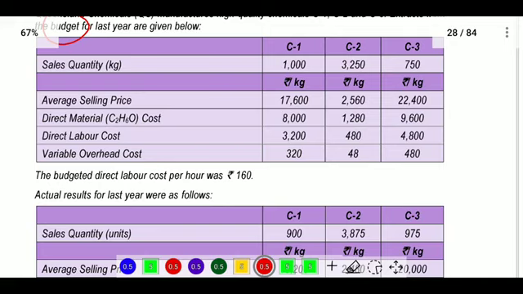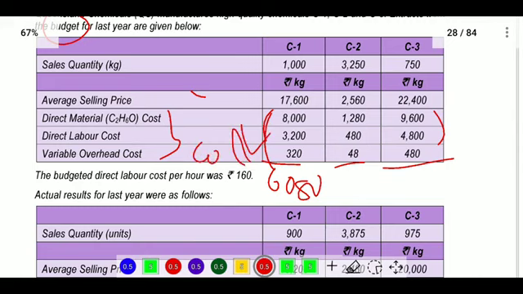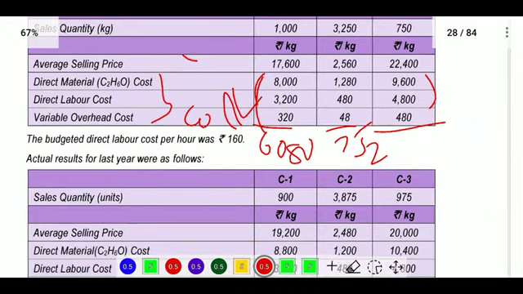They have provided all cost and selling price, so we will deduct these three items and we will get the contribution. For C1: 17,600 minus 8,000 minus 3,200 minus 320, we will get 6,080. That is the contribution. For C2: 2,560 minus 1,280 minus 480 minus 48, so we will get 752 contribution. And for C3: 22,400 minus 9,600 minus 4,800 minus 480, so we will get 7,520 as the contribution.